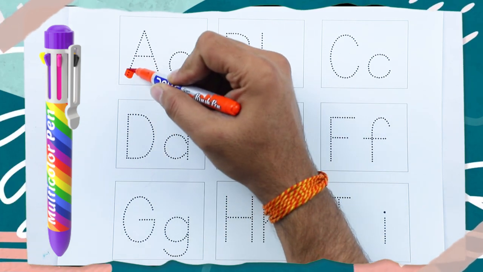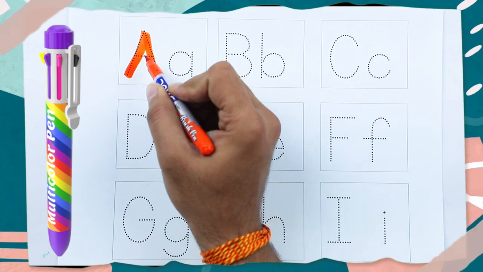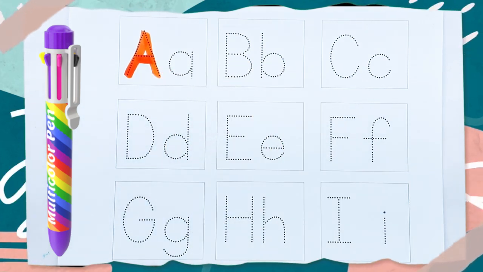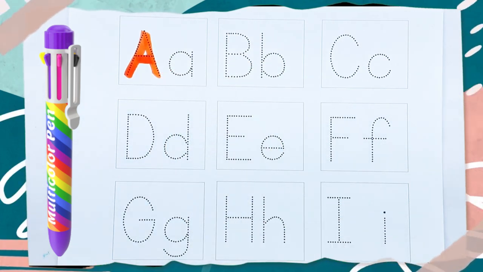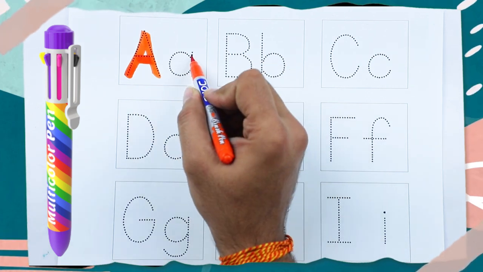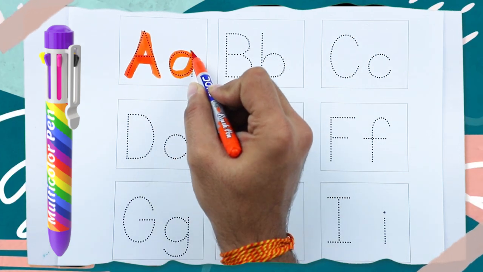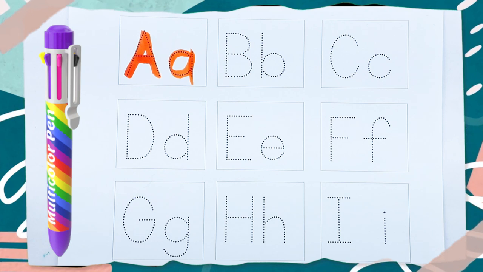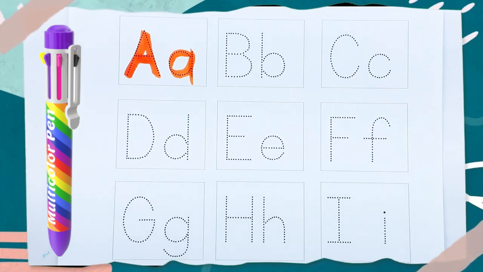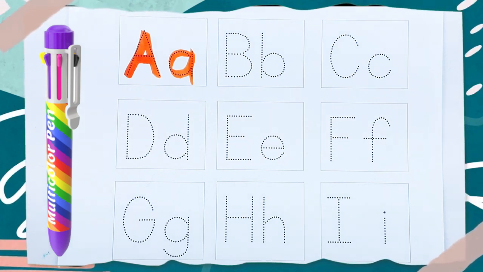Orange color, capital A. It's capital A. And orange color, small a. It's small a. A for apple.